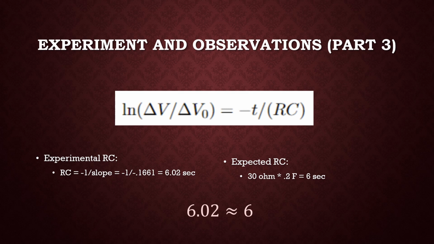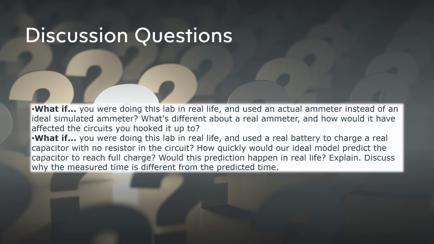For the first discussion question, a real-life ammeter has some resistance, so our current would most likely read slightly lower than the ideal setup of the simulation. For the second question, if there was no resistor, the capacitor would charge almost immediately. In real life, it would take some time to charge because real wires have some level of resistance, but not as much as an actual resistor.